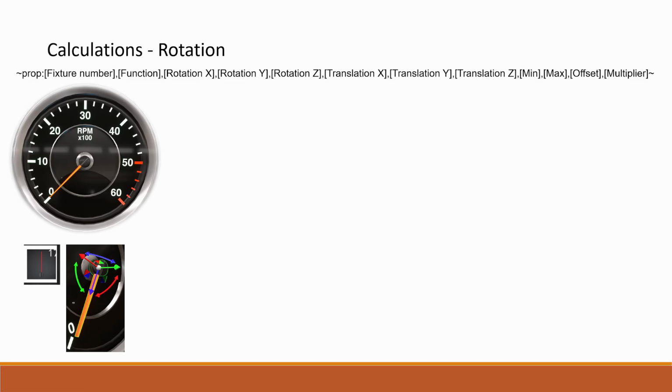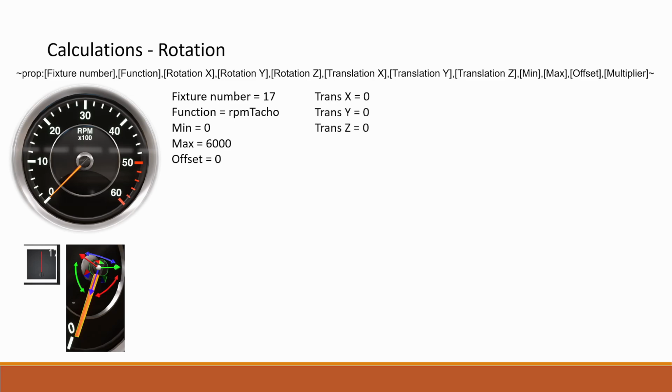Now let's look at an example for rotation calculation based on this tachometer on the left. With the information in these pictures, we can get these values. As seen in the bottom left, the fixture number is 17, we know the function type is RPM tacho, we know the min is 0, the max is 6000, the offset is 0. Also, because we only want a rotation, we know that all three translation values are 0.